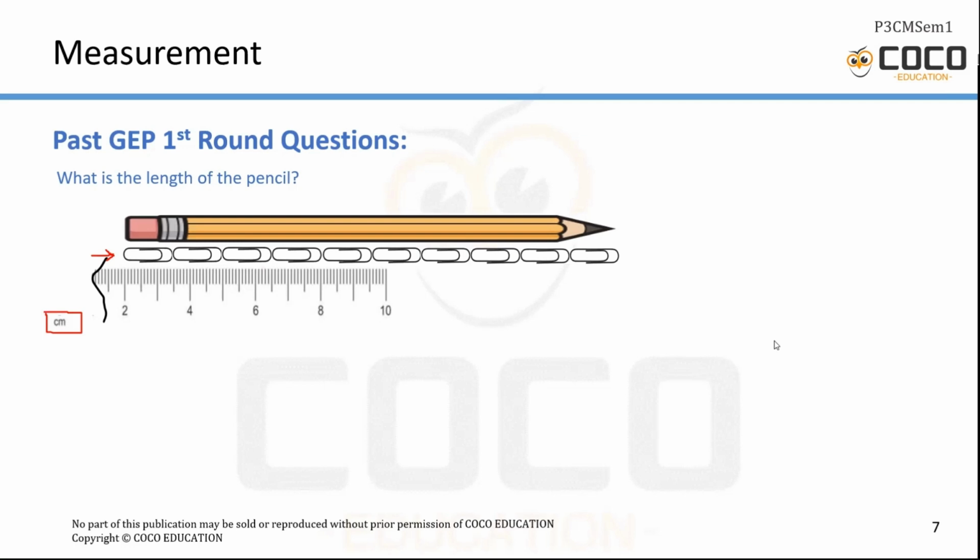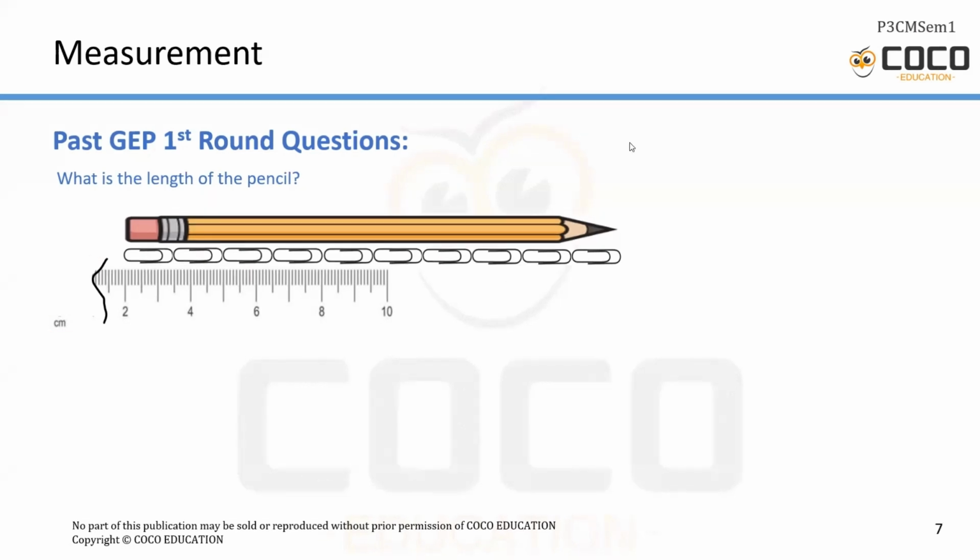If I want to calculate, for example, I do the counting. This is 1, 2, 3, 4, 5, 6, 7, 8, 9, 10. 10 paper clips. So if I know the length of the paper clip, then I will know 10 paper clips, so I will know the length of the pencil. So now we need to focus on how to calculate the length of the paper clip.